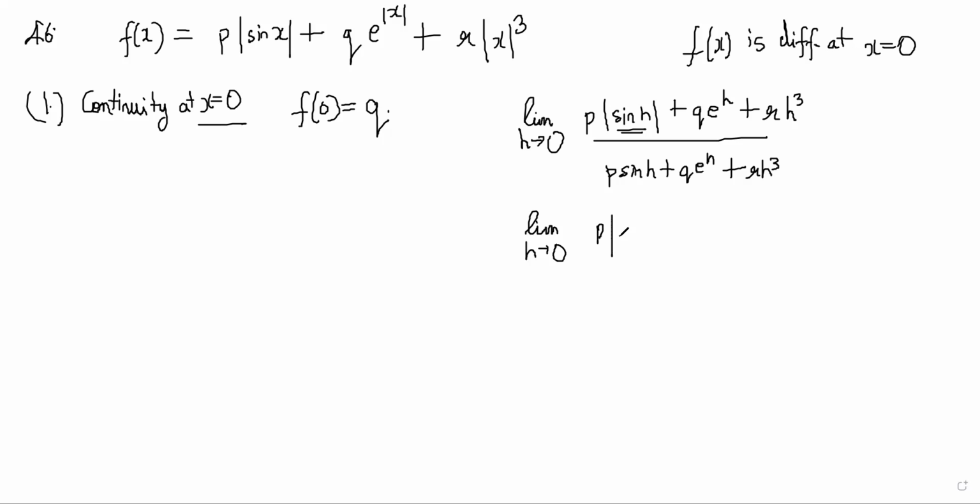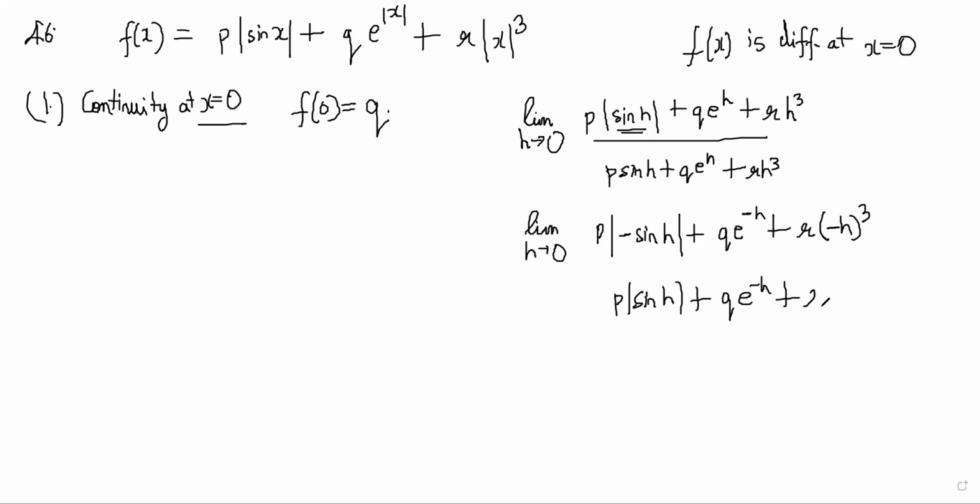This must be equal to the limit h tends to 0 of p mod sin of minus h, right? q e power minus h plus r minus h whole cube, right? So limit h tends to 0 here, minus p sin... So again, this is the same: p mod sin h plus q e power minus h plus r minus h cube. Limit h tends to 0.